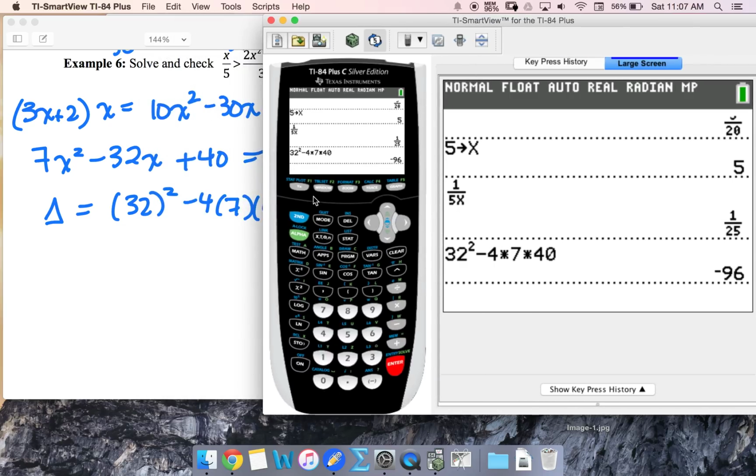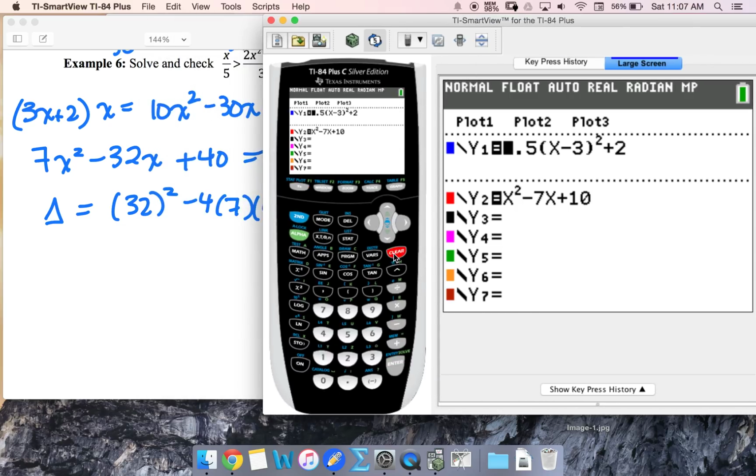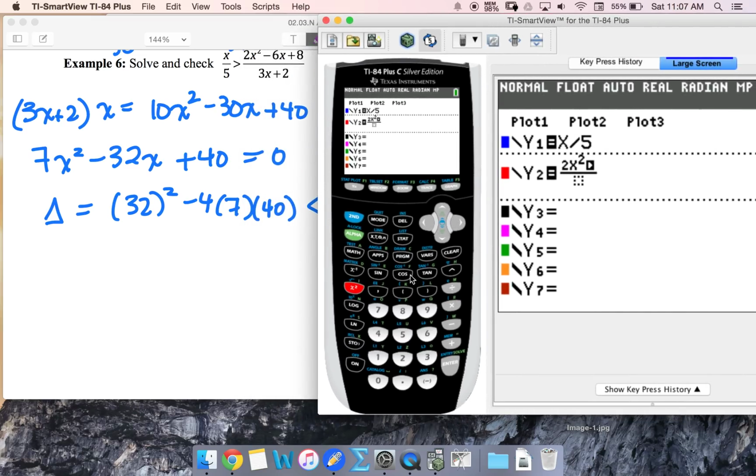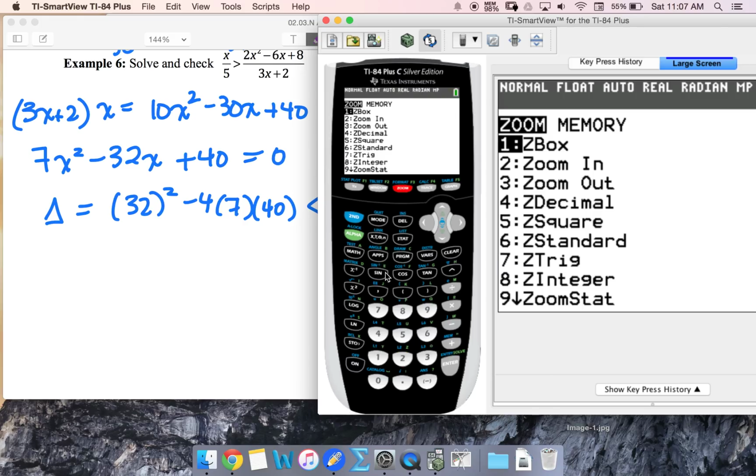So I'm going to go ahead and graph this system. The first equation is x over 5. The second equation I'm going to put in fraction form: 2x squared minus 6x plus 8, and coming down into my denominator, 3x plus 2. Now if I look at this graph, I'm going to zoom and just have a standard window. So that's number 6.